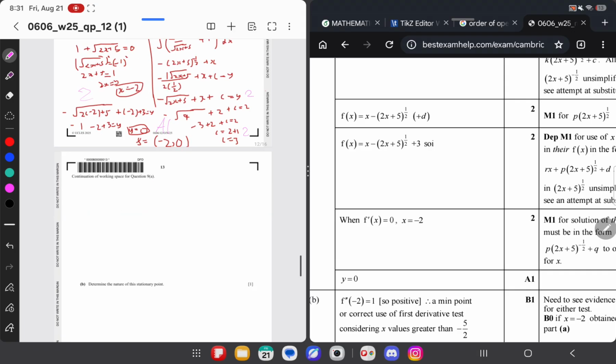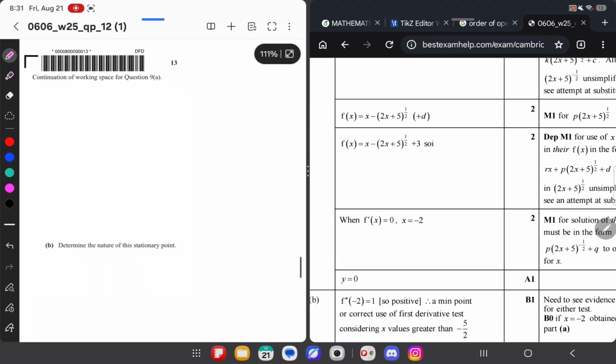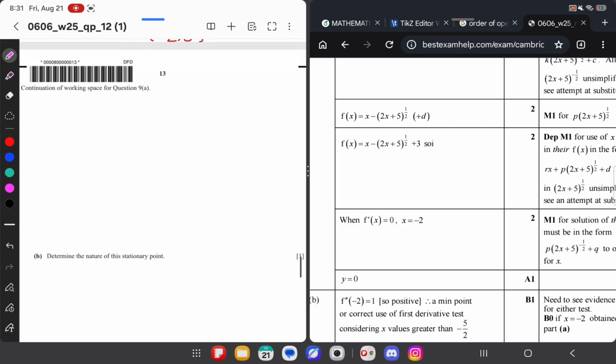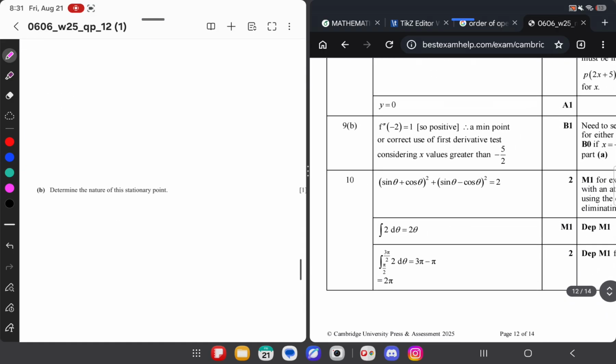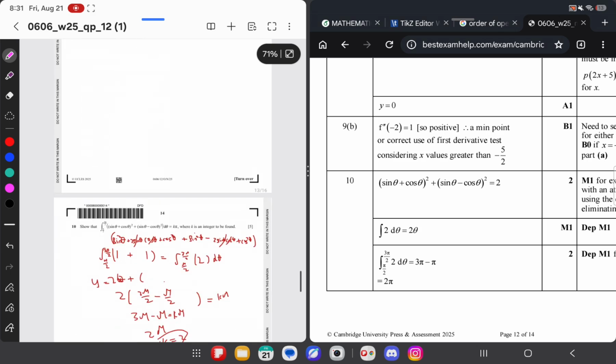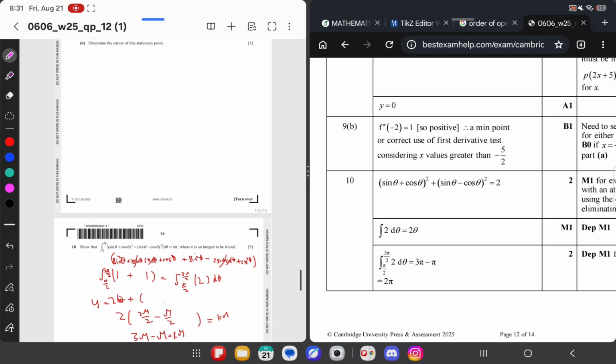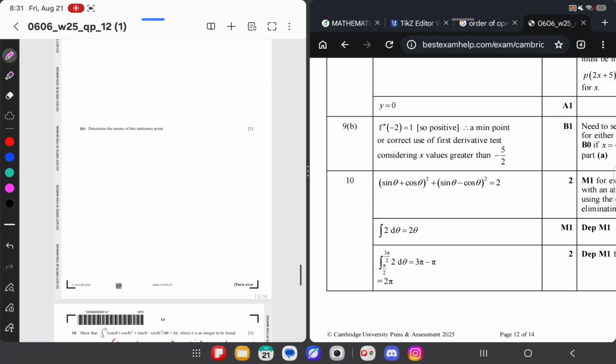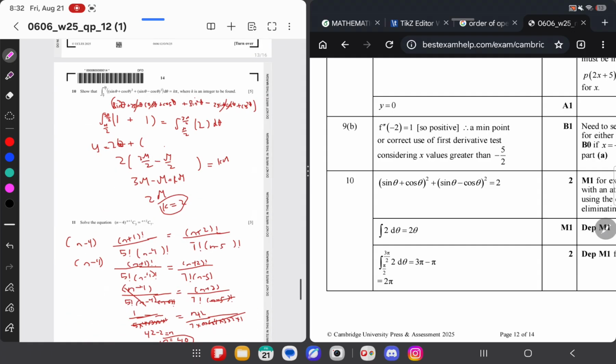Oh, wow. Come on, man. You had more space. Oh my god. 9B. Excuse me? Son, there's no working. I'm sorry, there's no working for it.